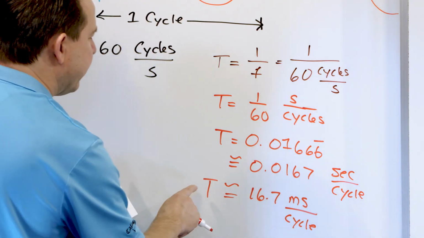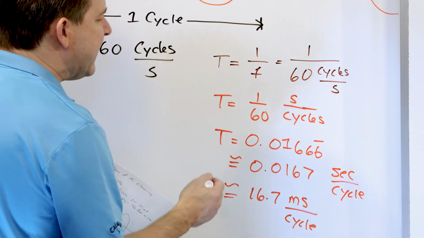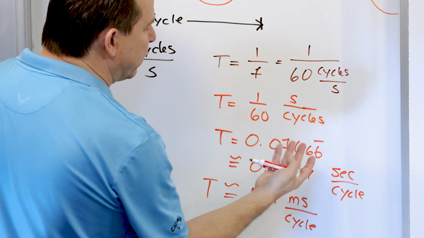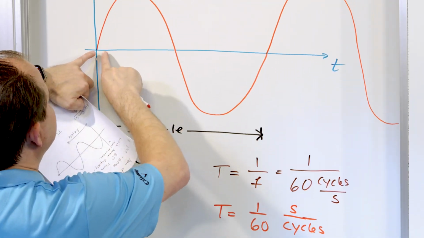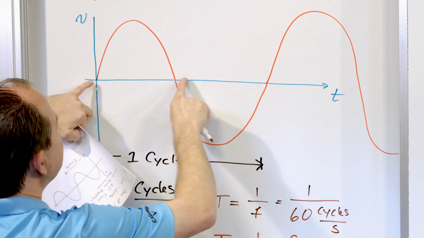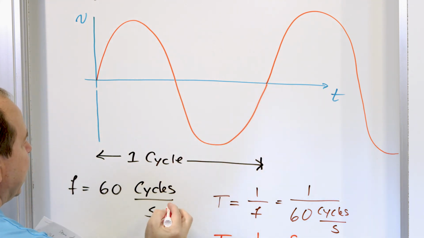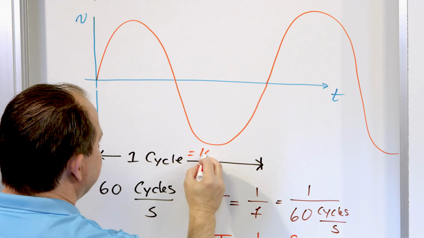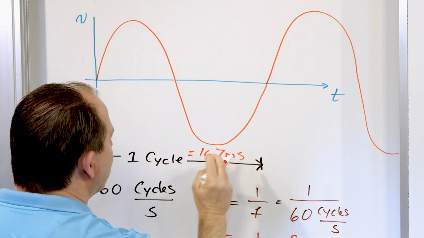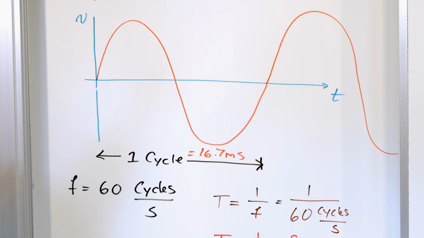So when you see the period expressed in milliseconds or seconds, it's really seconds per cycle. In other words, that's the distance in time. Notice this is the time axis. So the distance right here, 1 cycle, would equal 16.7 milliseconds. Of course, that's a rounded number. And that's a really, really tiny time.